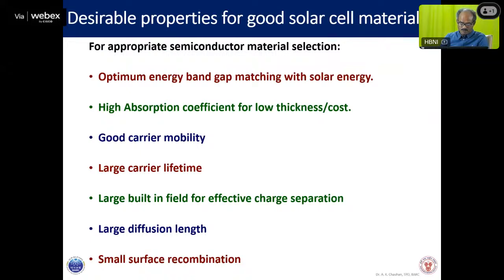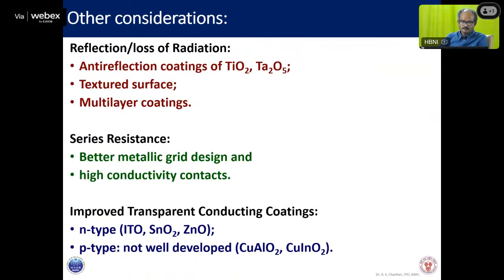The radiation is being absorbed, and then there is small surface recombination. There should be less recombination on the surface. Then, in order to minimize the reflection losses, you can have anti-reflection coating, textured surface, multi-layer coatings. This we also see.